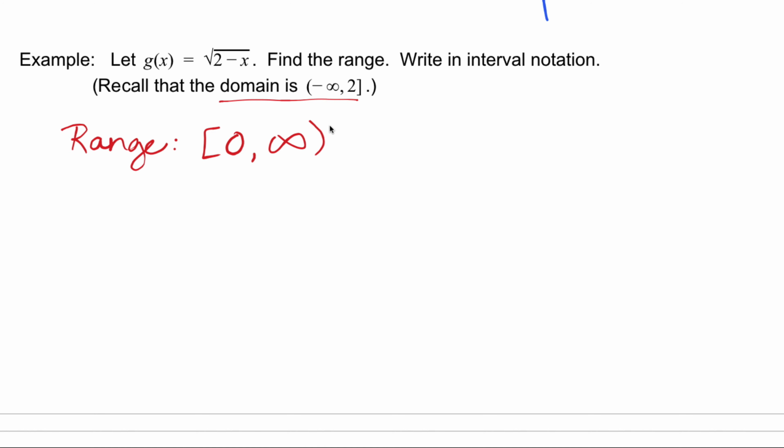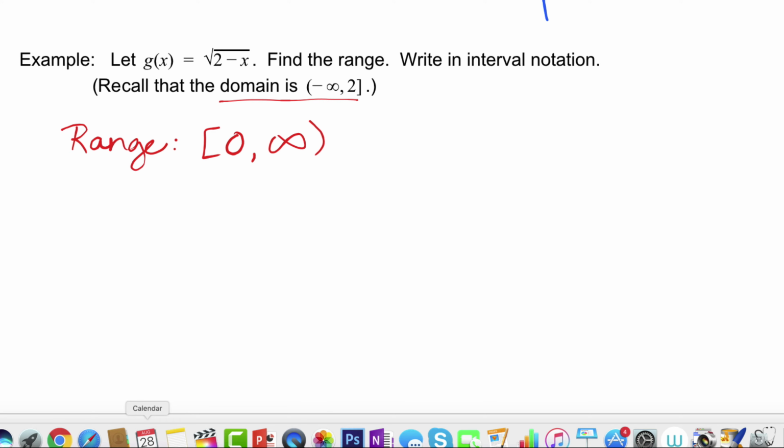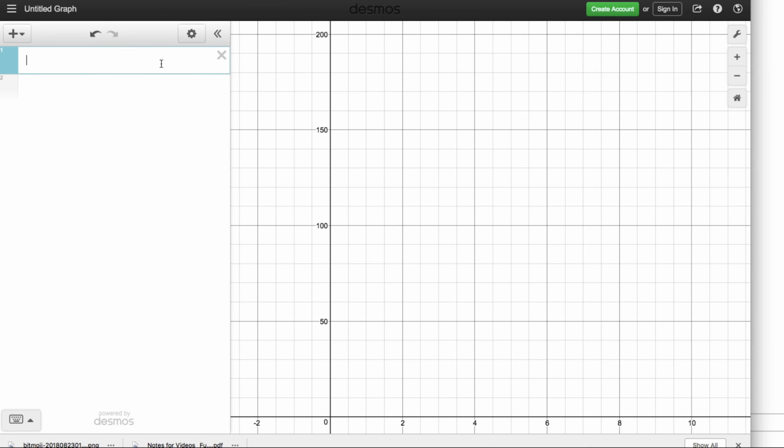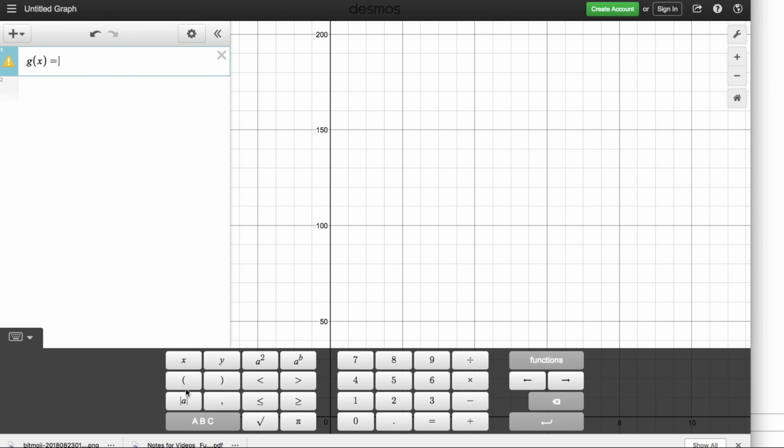There's no bound on how large of a number I can get when I take the square root. So if that seems a little like, huh? But my domain is negative numbers up to 2. Why is the range positive numbers? So let's graph it and see what happens. So we'll start with g of x equal to the square root of 2 minus x.